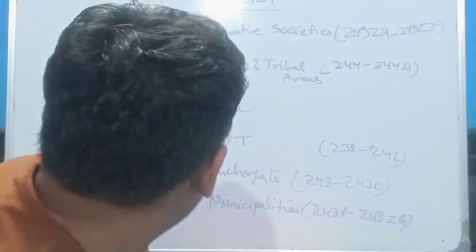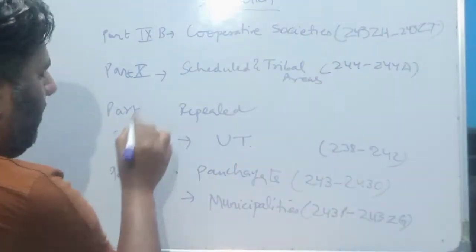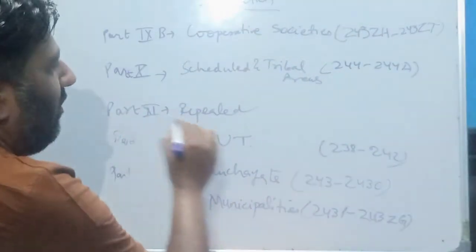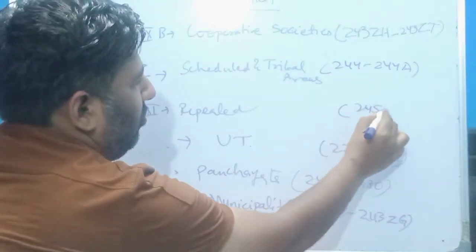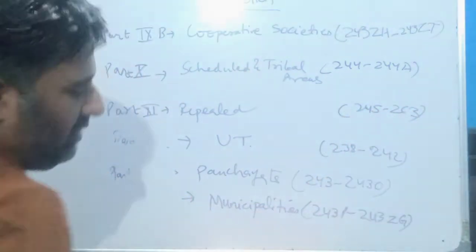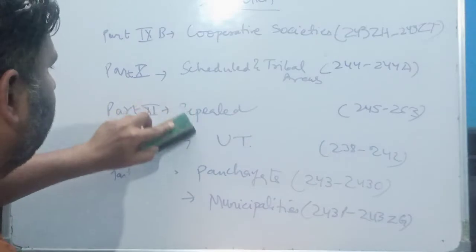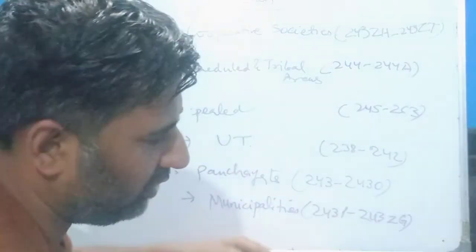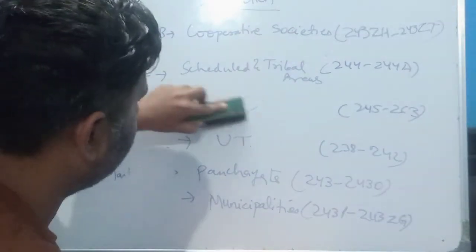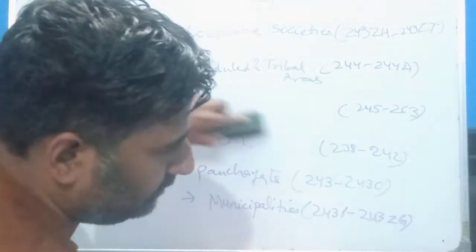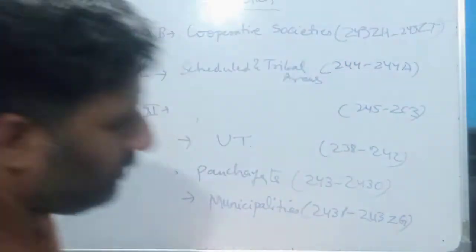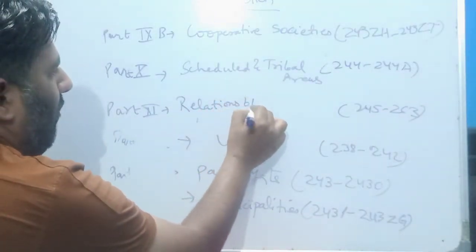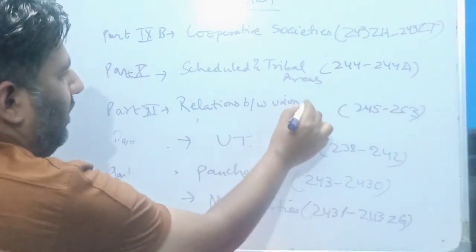Then after part 10th we have part 11th, which is 245 to 263, relations between union and states.